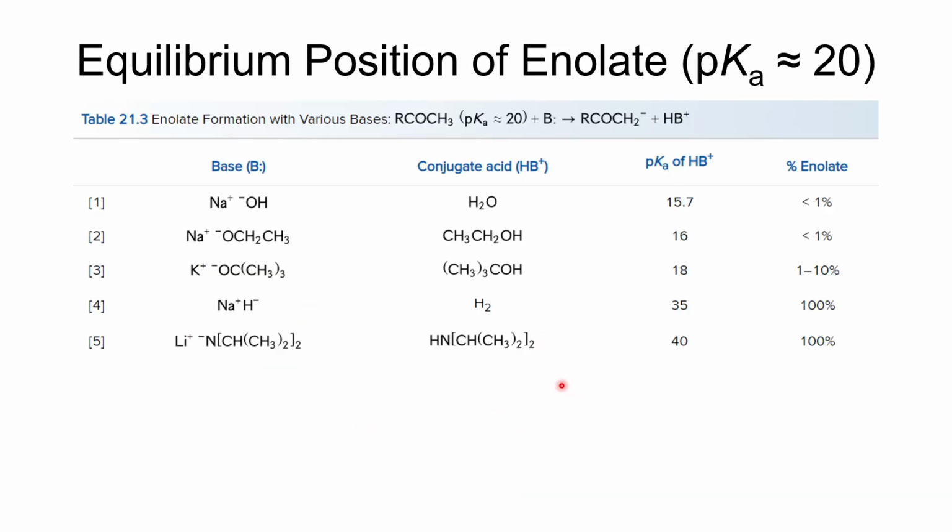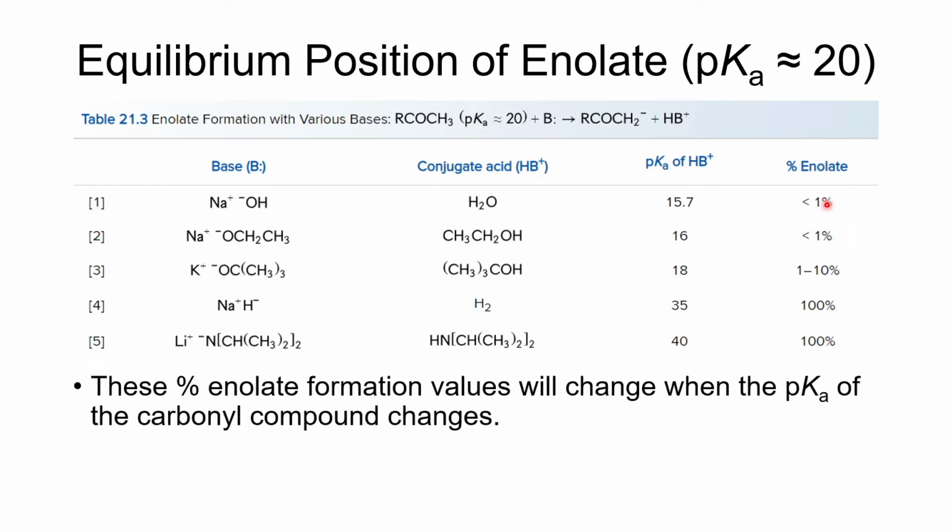So let's look at this. We're going to start with our assumption that we've got one that has a pKa of around 20. With a pKa of around 20, we could look at hydroxide. The conjugate acid of hydroxide is H2O, which has a pKa close to 16, 15.7, but 16 is close enough there. Well, with this at 16 and that at 20, almost all of it will be in the form of the keto. So this one is going to lie far to the left. Less than 1% is going to be in the form of the enolate.